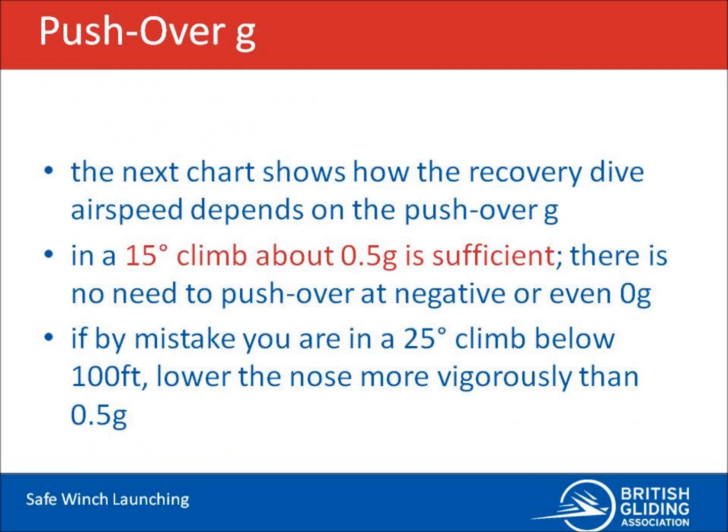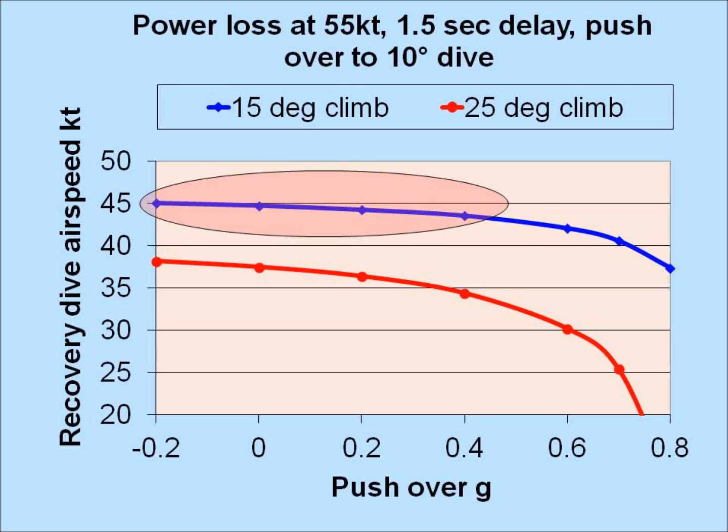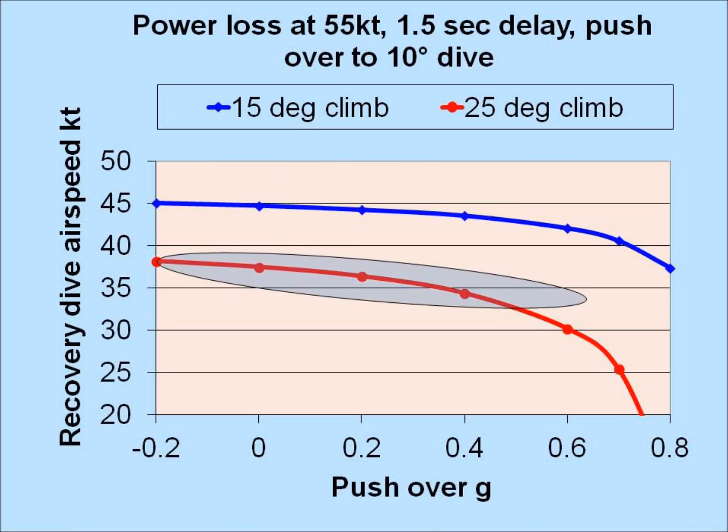The next chart shows how the recovery dive initial airspeed depends on the pushover G. Following a launch failure in a shallow 15-degree climb, a moderate pushover of about half a G is adequate. A more vigorous pushover might be disorientating and only very slightly increases the airspeed at the beginning of the recovery dive. However, as the climb steepens, for example to 25 degrees, it becomes more important to push over at up to 0 G to avoid a low airspeed at the beginning of the recovery dive.